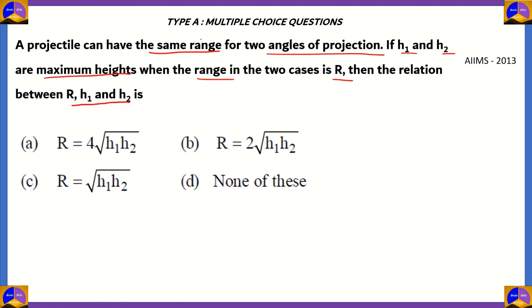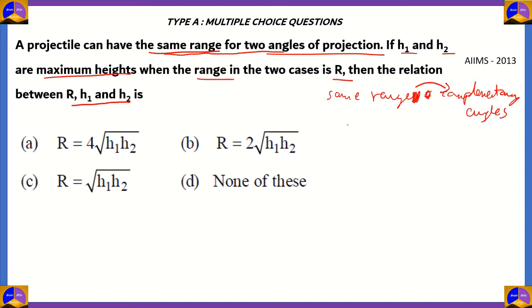So the question's condition is same range for two angles of projection. So that means the angles will be complementary. So same range will apply for complementary angles. So therefore, two angles which are complementary will have the same range.